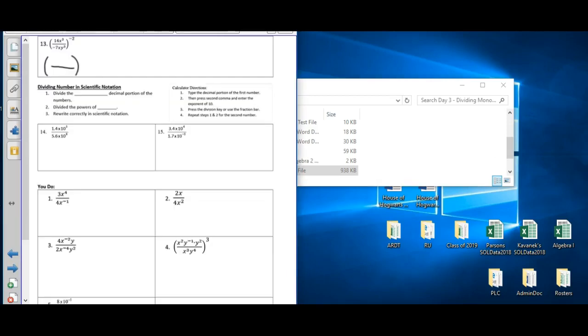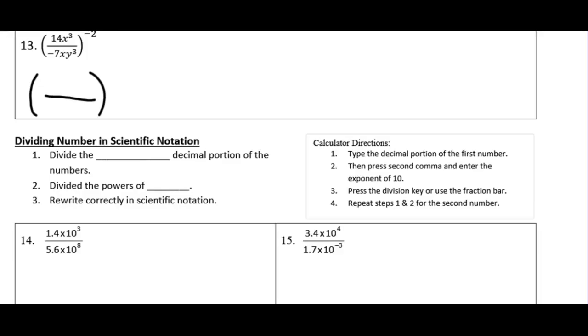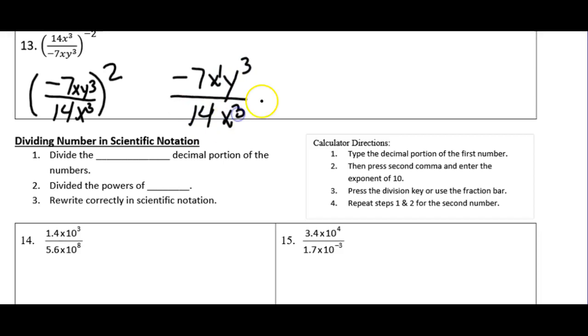So I'm going to put negative 7x y to the 3rd on the top, and on the bottom is 14x to the 3rd, and now it's a positive exponent. So now I can take everything in those parentheses twice. Negative 7x to the 1st, y to the 3rd, over 14x to the 3rd, twice.